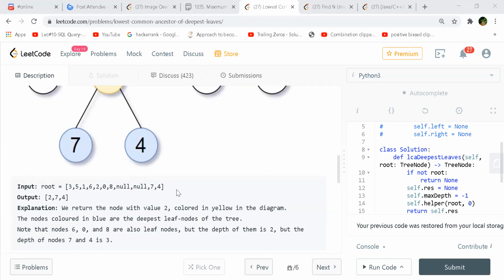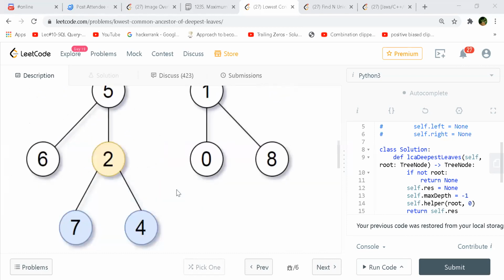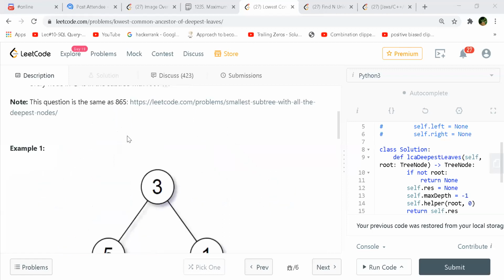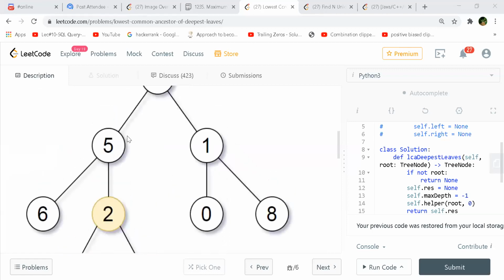Can I ask here, if we would not have 7 and 4, if we just remove 7 and 4, what would be the answer? It should be the root, I think, right? 3, yes. Because that is at the 0th level, and this is at 1 level, 5 and 1.